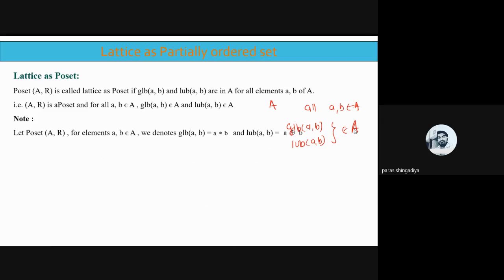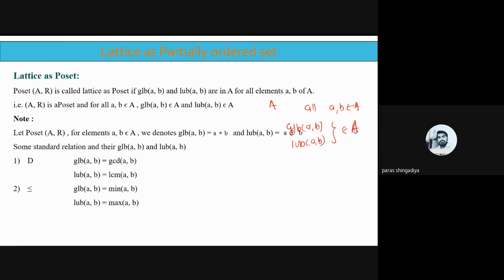And we have such types of relations, and for that we'll define such a condition. For a poset A, for the elements a, b belonging to A, we'll use the binary operations star and ring sum. So for two elements a, b belonging to A, we'll consider GLB of a, b, that is equal to a star b.